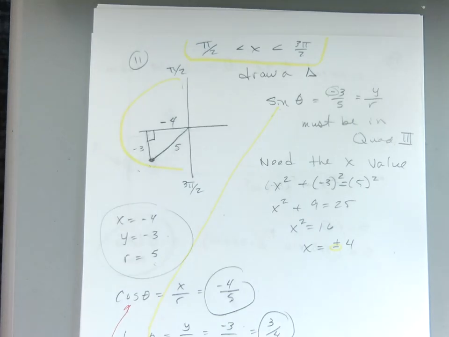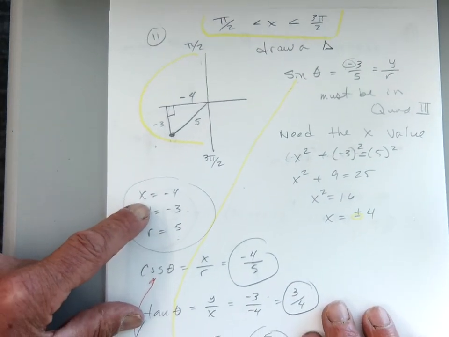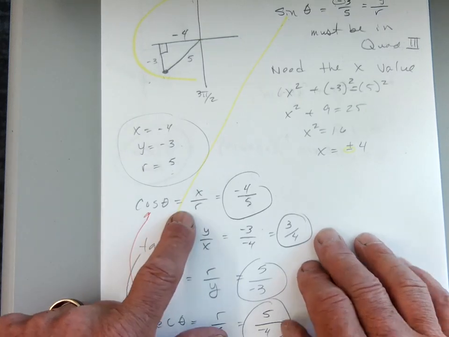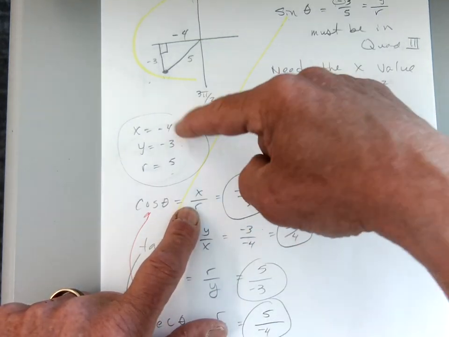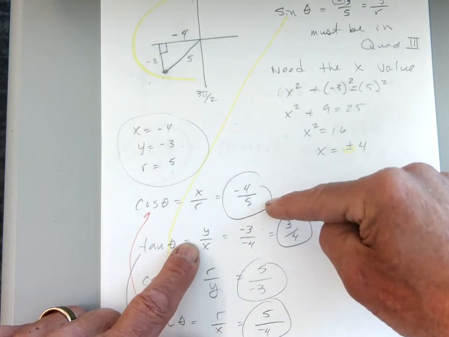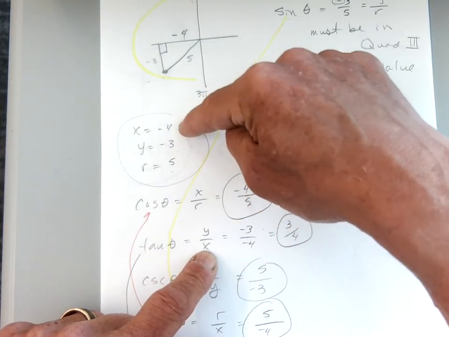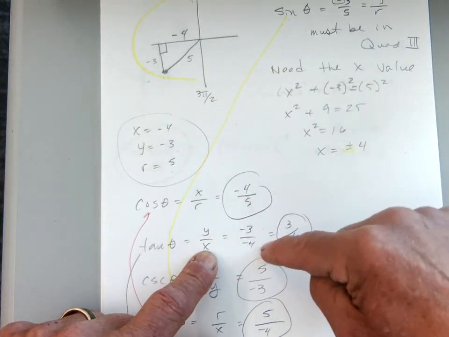Okay, when I have all that, I have x, I have y, and I have the radius. So then I can find out what these are. Well, cosine is the x over the r. Easy. X over r. Tangent is the y over the x. Easy. Y over the x, which is my -3 over -4 or positive 4.